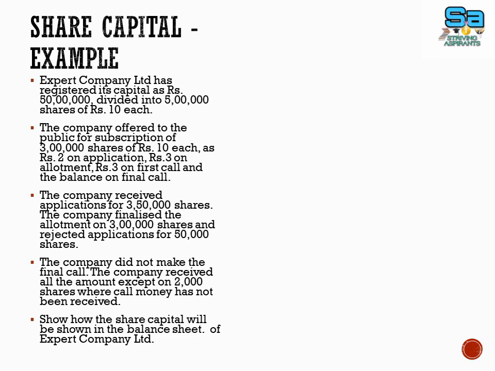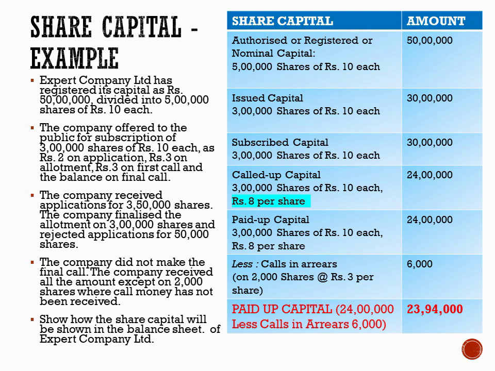Show how the share capital will be shown in the balance sheet of Expert Company Limited. On the right side, we can see a table which shows the categorization of share capital. Here, first we can see the authorized or registered or nominal capital, that is given as 50 lakh, 5 lakh shares of 10 each. Then as per the information we have, issued capital is 30 lakh, 3 lakh shares of 10 each.